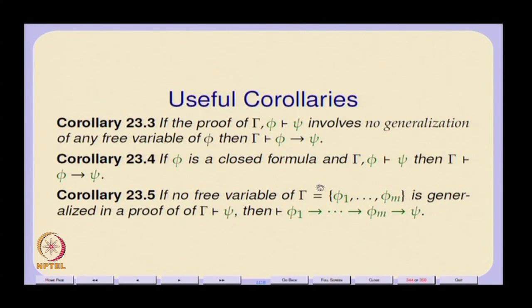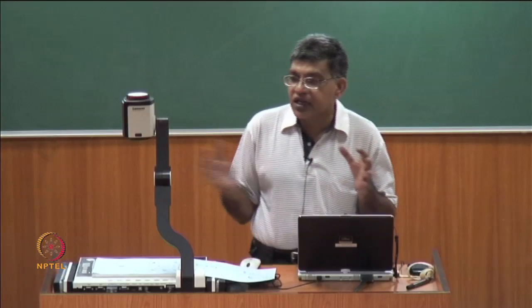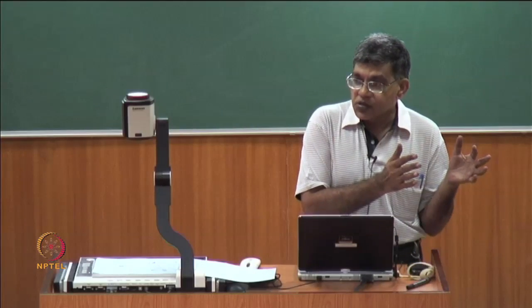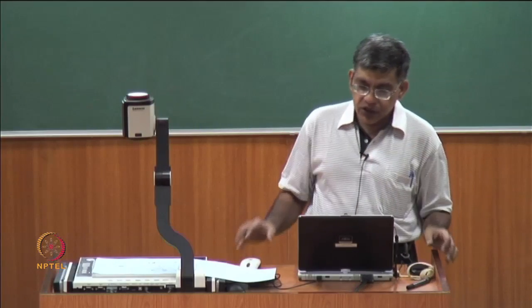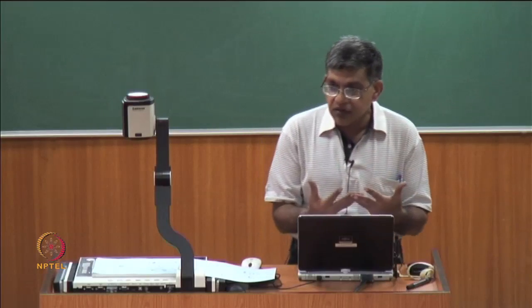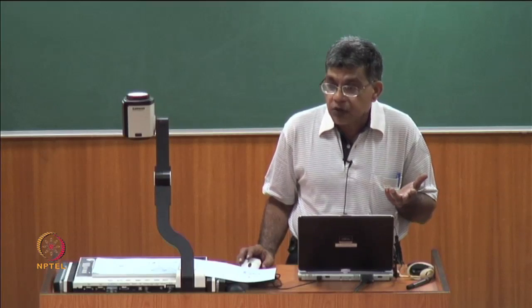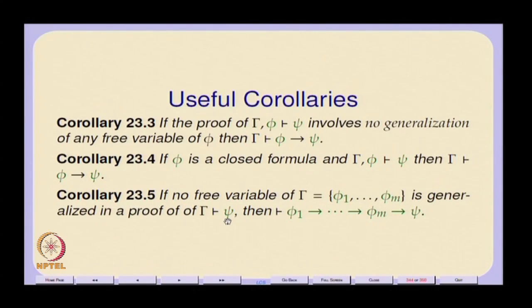But remember that normally what you want to do is factor out everything which appears on the left side of arrows as an assumption, right? So, you are looking at all free variables of phi 1 to phi m. In order to have these two equivalent, it requires that any proof which involves proving psi from gamma does not generalize any of the free variables in phi 1 to phi m. If it does not, but it generalizes something else, maybe a free variable in psi which is not present in phi 1 to phi m, then you are still safe.